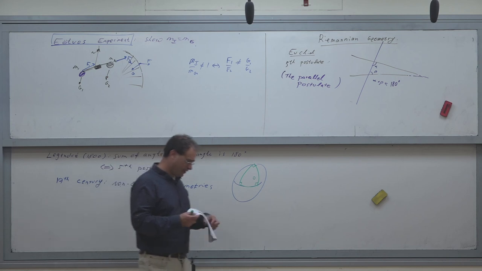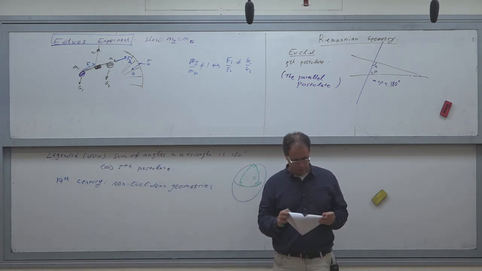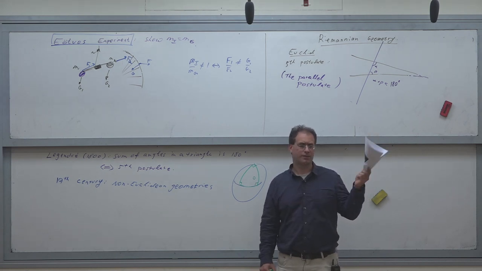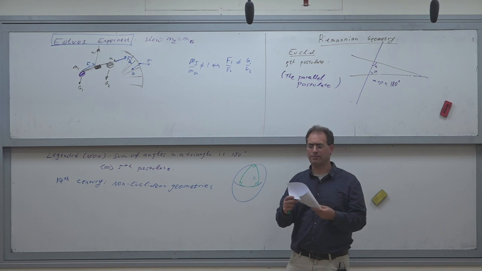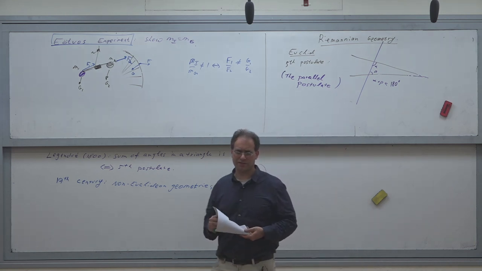For example, if I take a cone, a cone is really a Euclidean space. I'll just show you. I just took the paper, 2D paper, and I turn it into a cone. It's really just a 2D space.